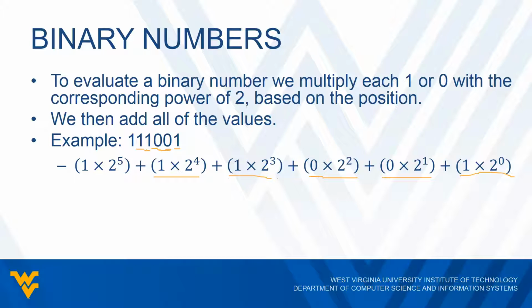And then finally, we go to this last one right here. This corresponds to 2 power 5, so that's where we get this product right here. So 1 times 2 power 5, well, 2 power 5 is 32, so we get 32.